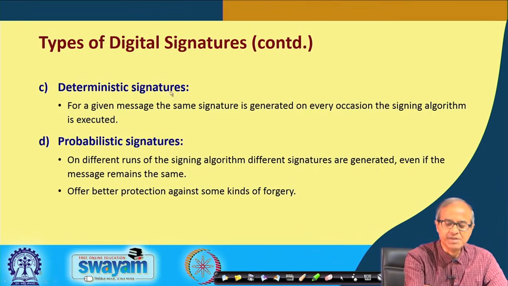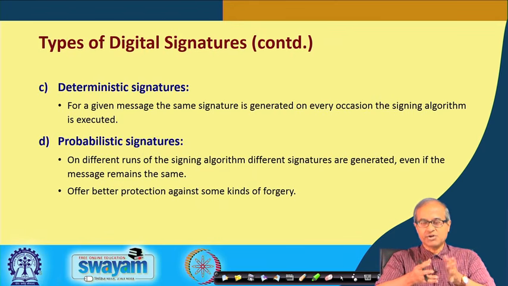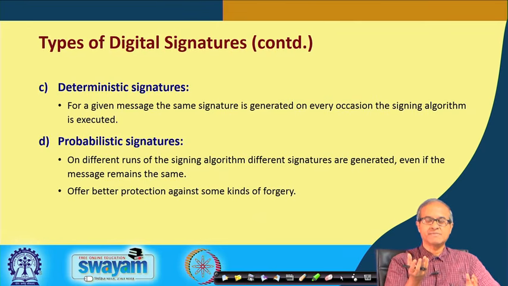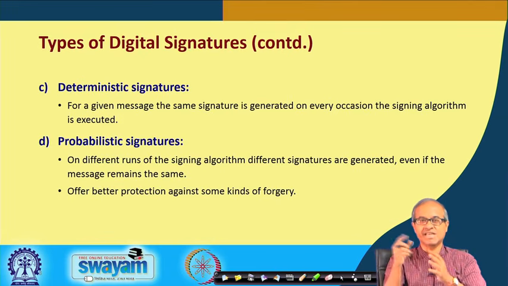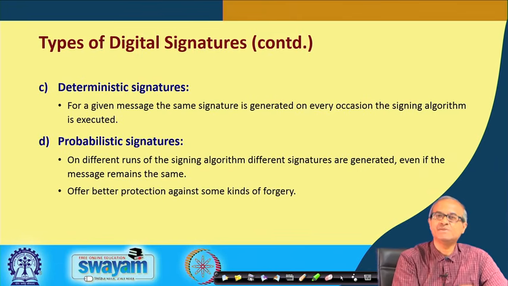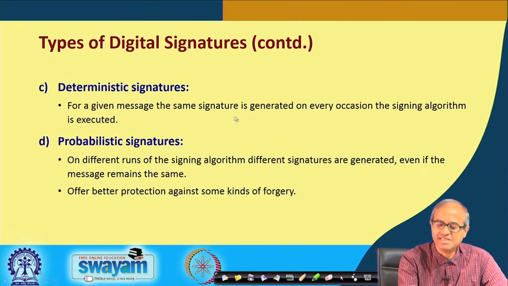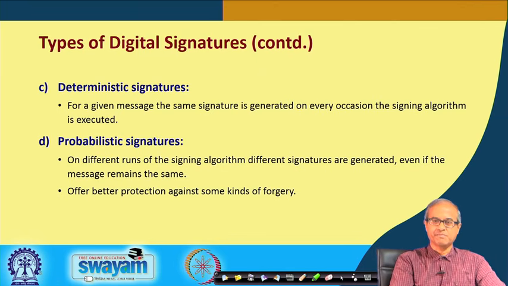There is something called deterministic or probabilistic signatures. Deterministic signatures are what we have just now talked about. Given a message, every time I sign, my signature will be the same, because I am using the same algorithm, the same private key, and the same hash function. So, whatever signature S I generate will be the same. That is what is meant by deterministic signature. The same signature will be generated on every occasion you run the signing algorithm.